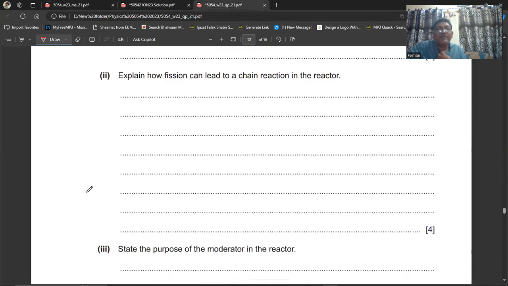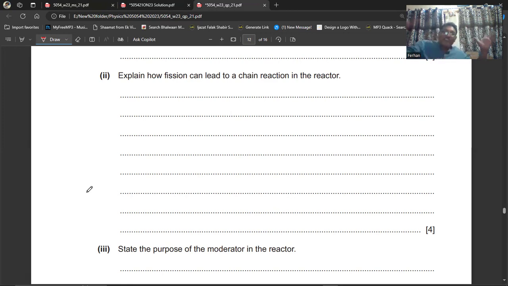Question number 8B, second part: explain how fission can lead to a chain reaction in a reactor. You see, we have one uranium-235 nucleus. You bombard it with a neutron. It splits into barium and krypton, and three more neutrons are released during that split. Those three neutrons will do the fission of three more uranium atoms. From those three uranium atoms, when they split, they will give out a total of 9 neutrons. And those 9 neutrons will do the fission of 27. And 27, when they give out three neutrons each, will start the fission of 81 uranium.